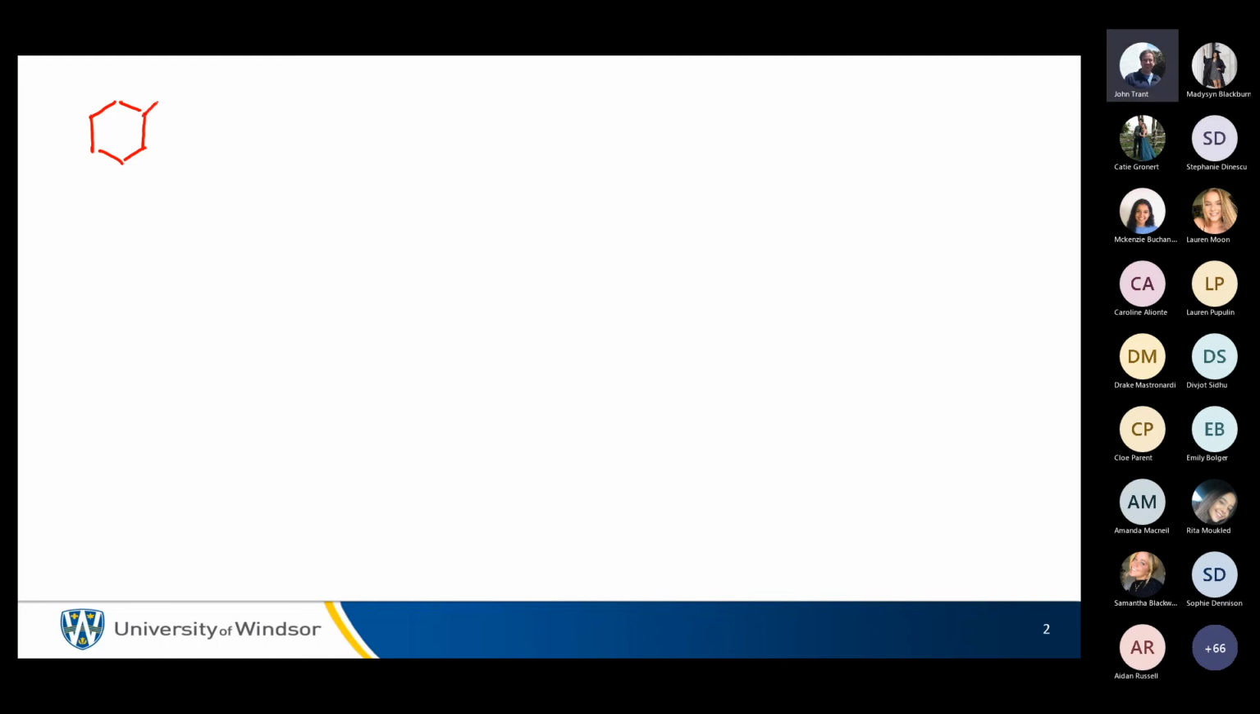So let's say we have a disubstituted cyclohexane like this guy. The question could be, provide the most stable chair conformation.